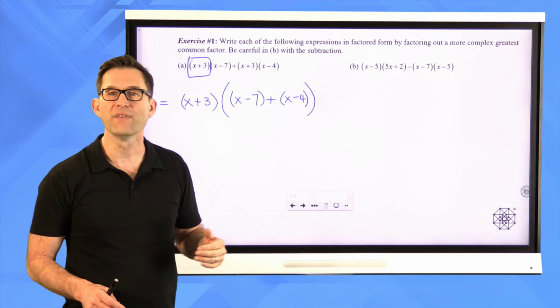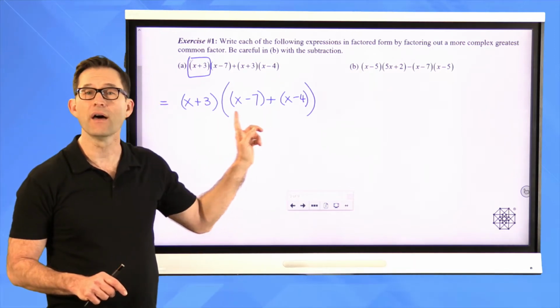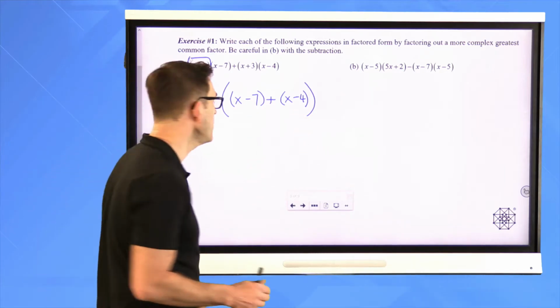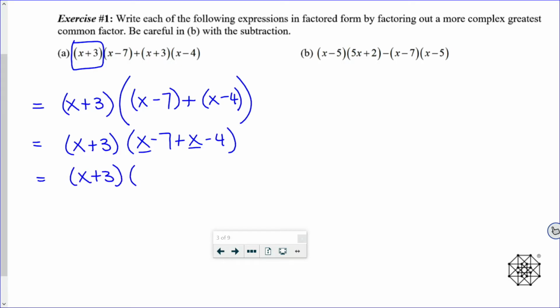Now, I want to write this as the product of two binomials. The x plus 3 is done, but I can simplify what's inside of here by employing the associative property of addition. I can simply remove those parentheses, and then I can combine like terms. X plus x is 2x, and negative 7 minus 4 is negative 11.